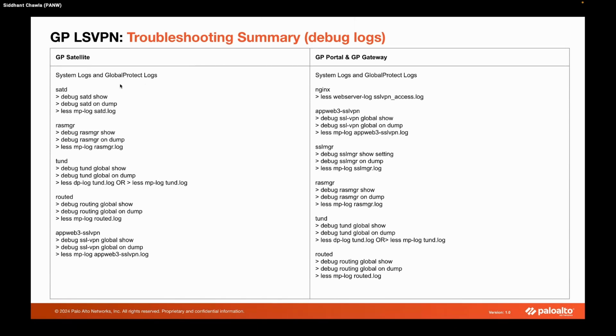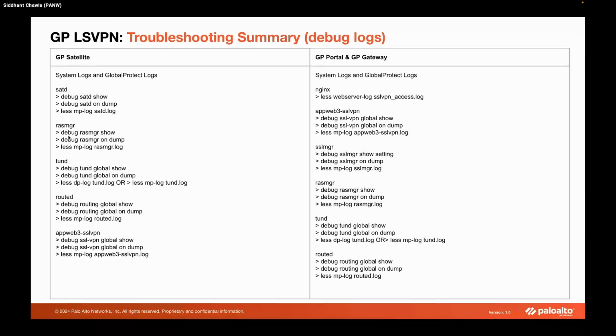System logs and GlobalProtect logs on the GP satellite. You can check the system and satellite or GP logs. For debugs, you can run debug satd. You can show, and you can also run dump. And to review the satd log, less mp-log satd.log.